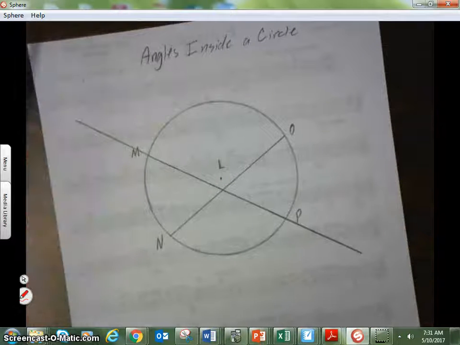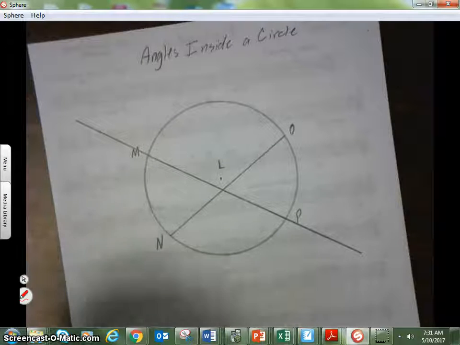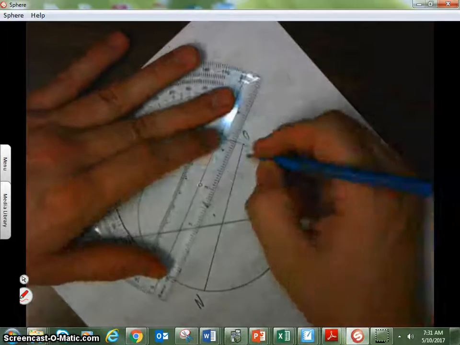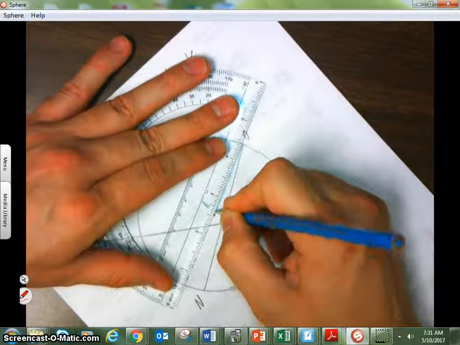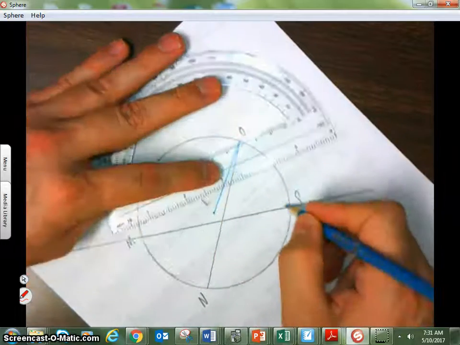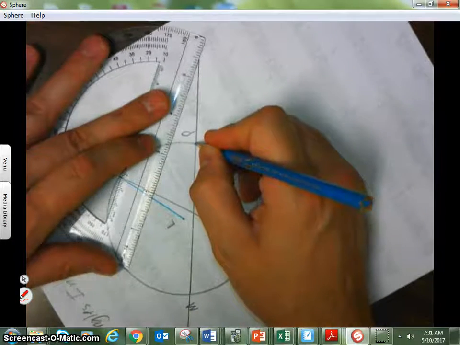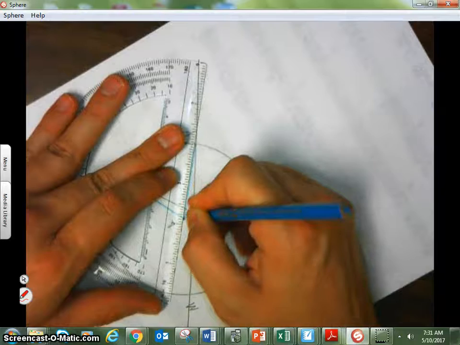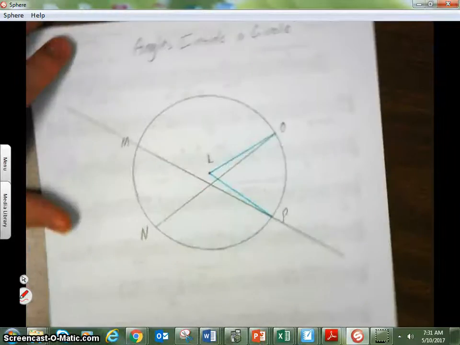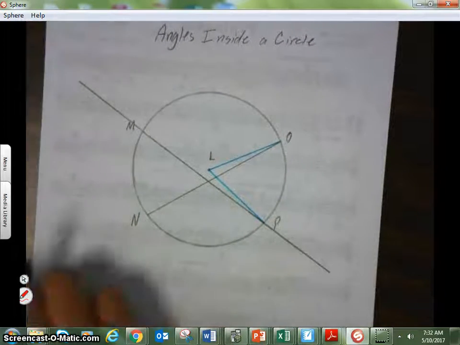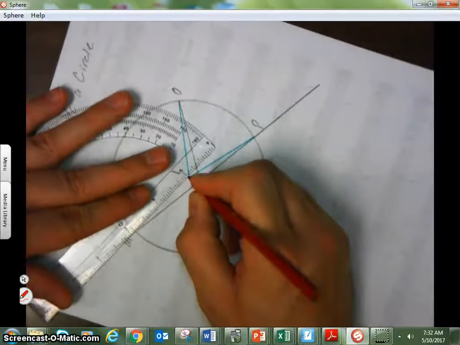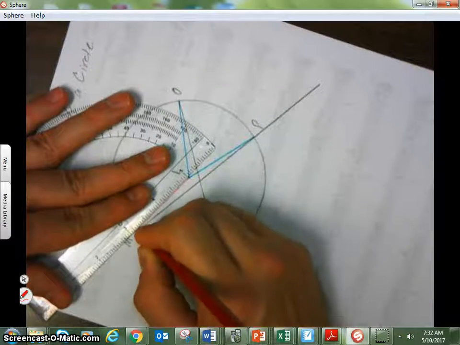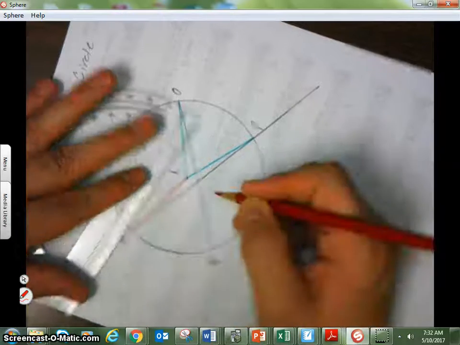All right. Now what I'm going to do is add in the central angles that intercept the same arcs. So here I'll do this one in blue. So there is central angle OLP, and then I will do the other central angle here for the other arc, and I'll do that one in a different color.